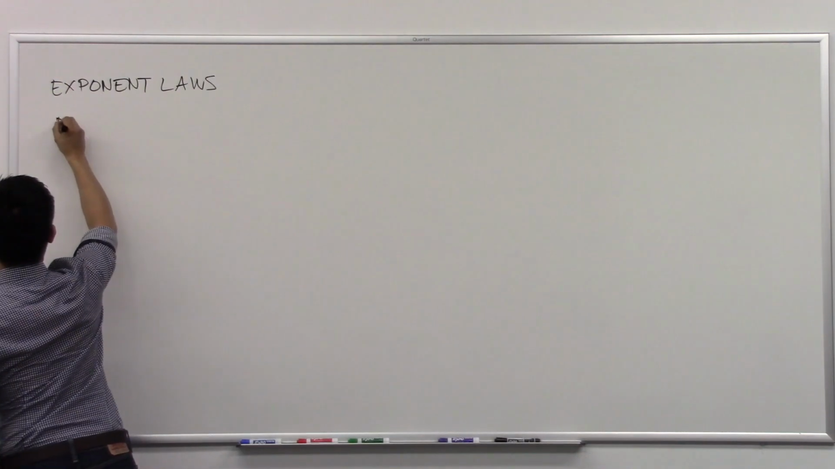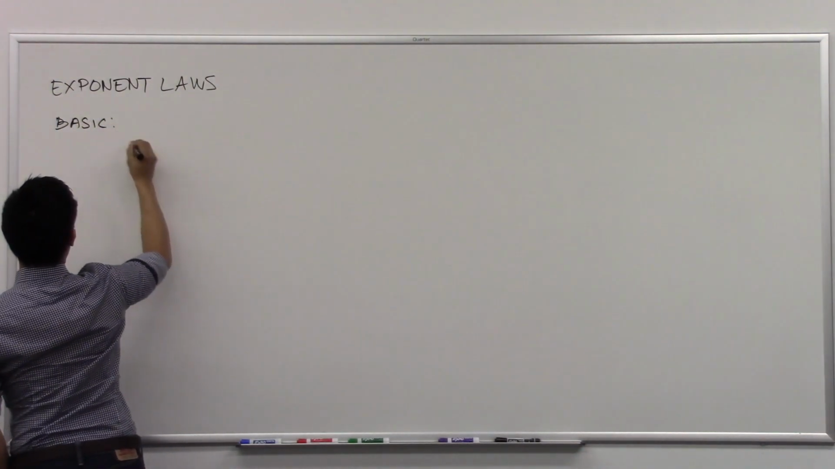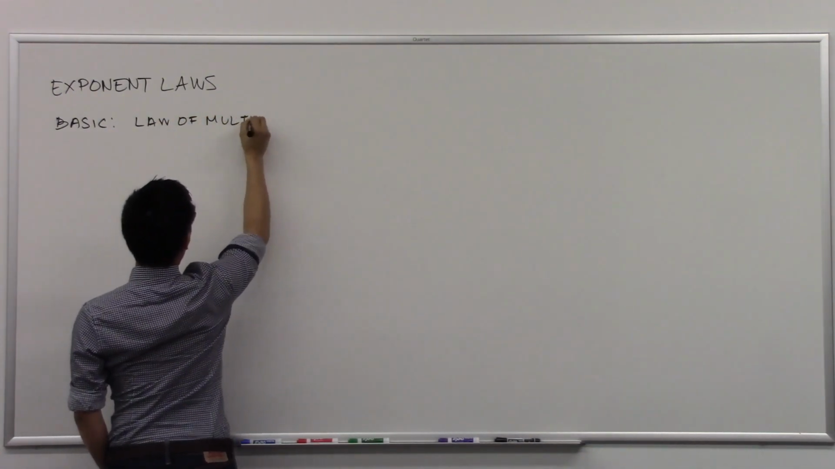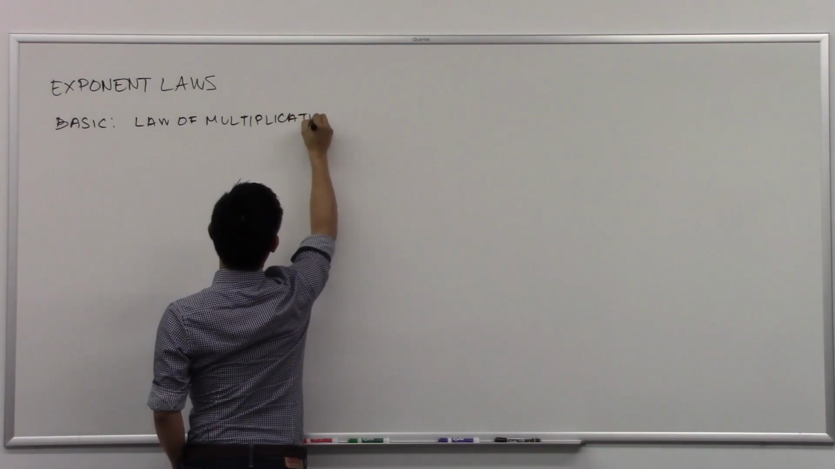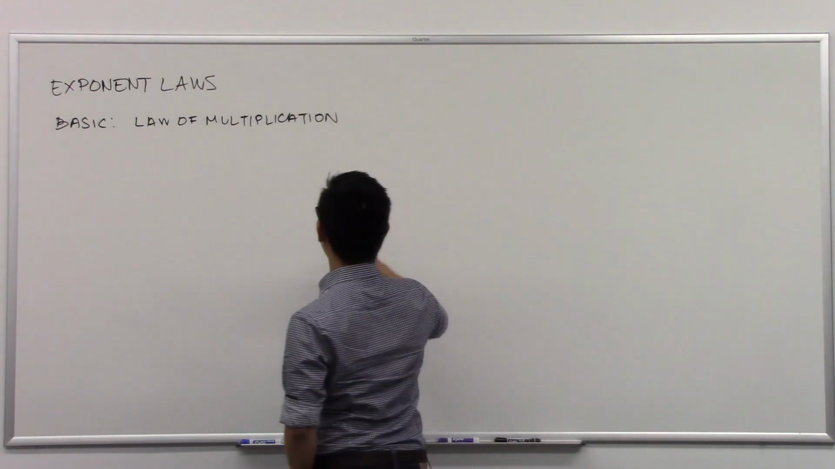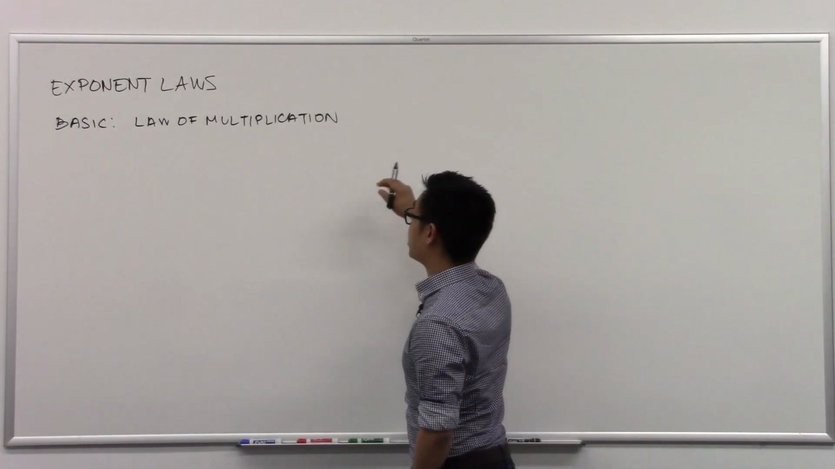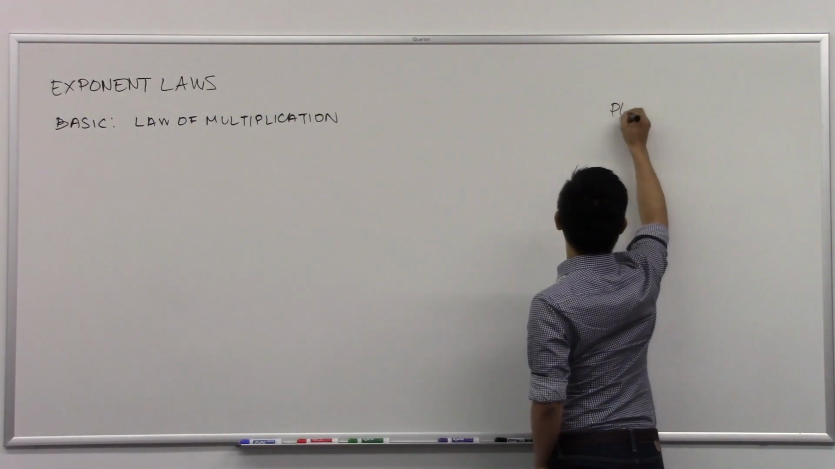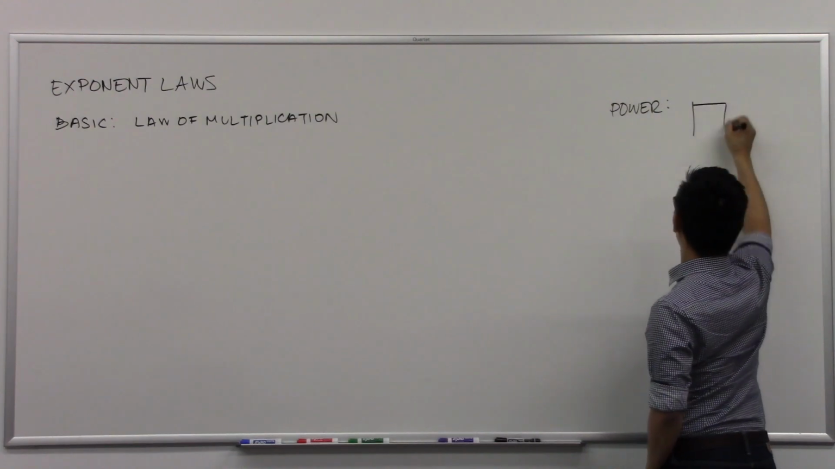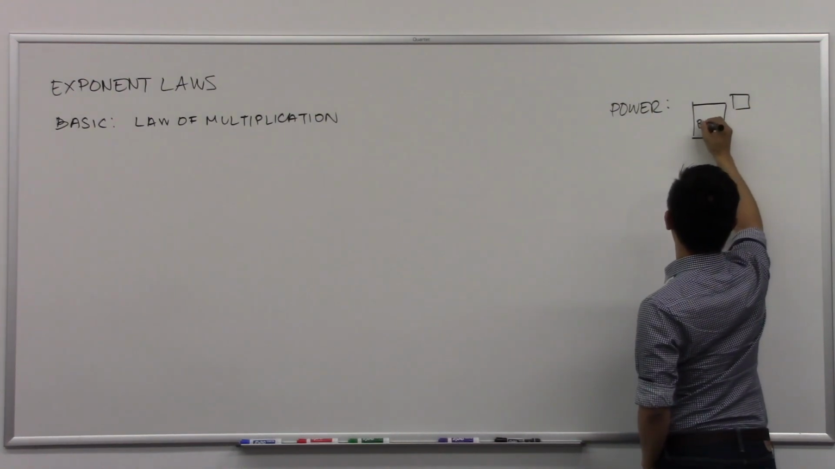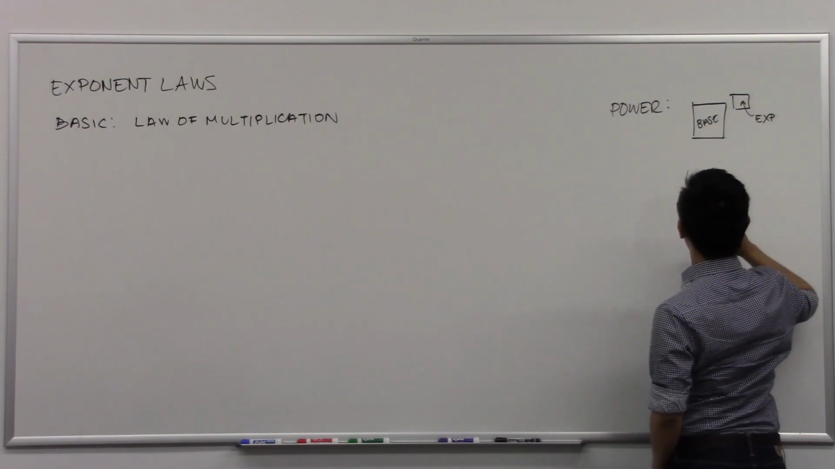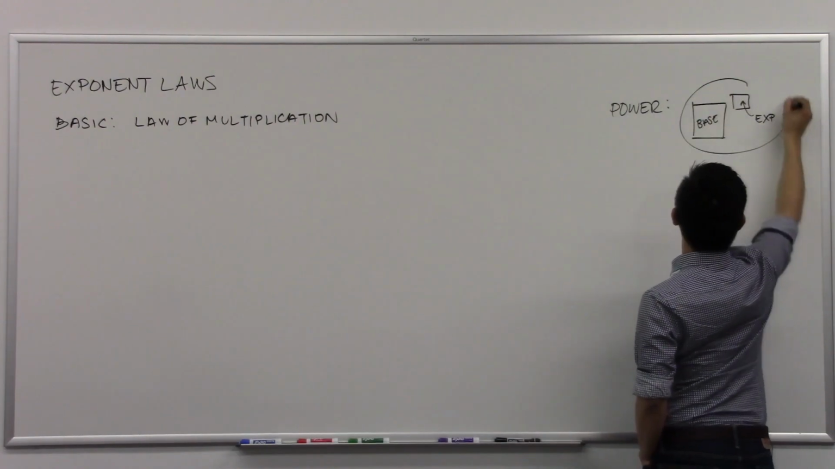There are 4 basic exponent laws. First is the law of multiplication, which says that when you're multiplying powers with the same base, you keep the base and add the exponents. So what is a power? A power consists of a base and an exponent. So it has a base and it has an exponent. So the whole thing is the power.